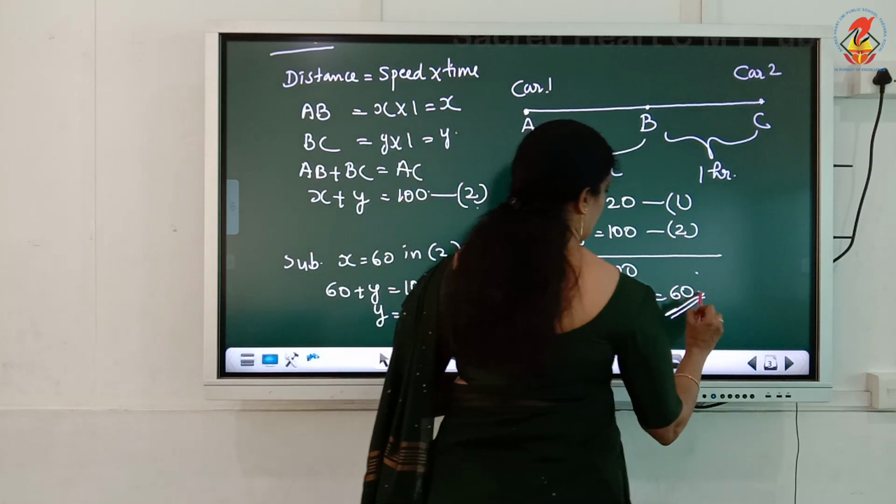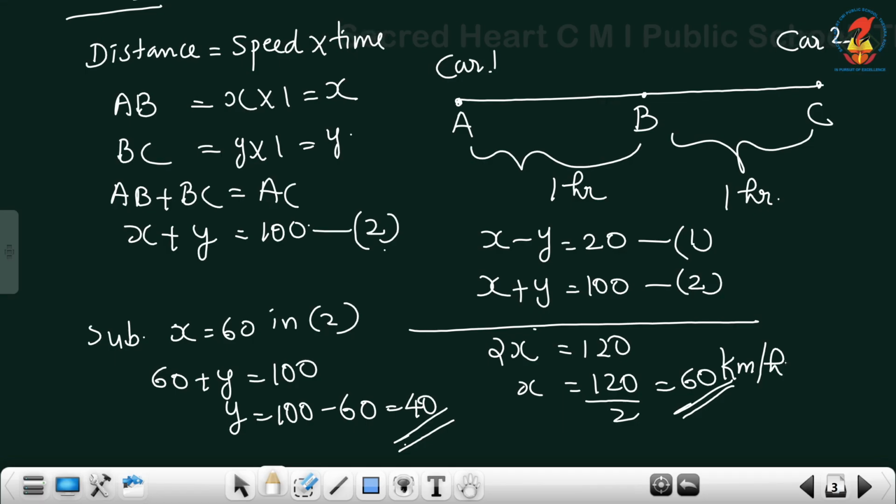Speed, it is x kilometer per hour, and y also, 40 kilometer per hour. x represents the speed of the first car, equal to 60 kilometer per hour. Second car, speed equal to 40 kilometer per hour.